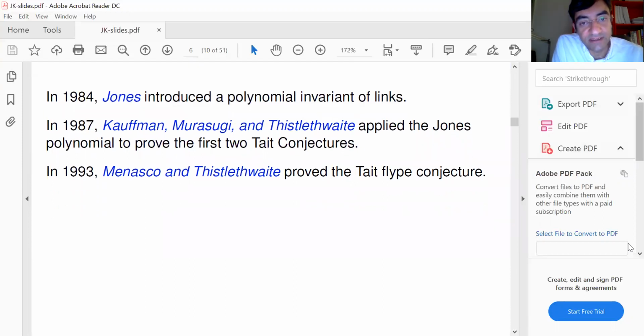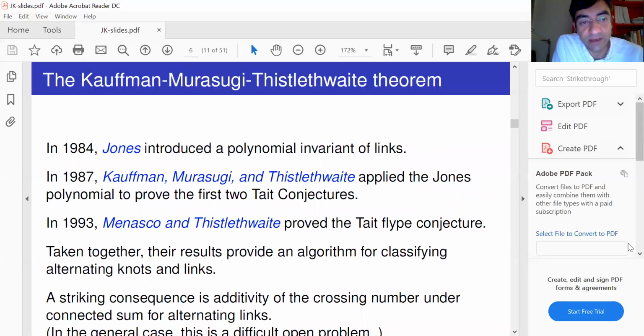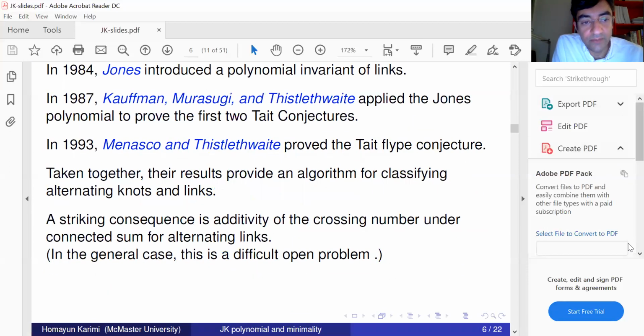So why are these conjectures important? Because together they provide an algorithm to classify alternating knots and links. And one striking consequence is the additivity of the crossing number under connected sum for alternating links. As we know, in general this is a difficult open problem, but it is true for alternating links.